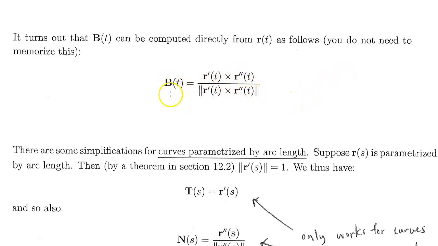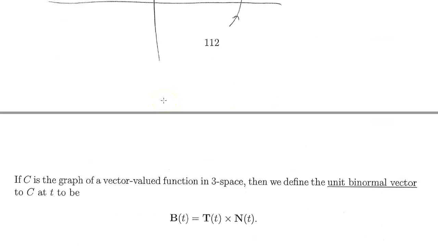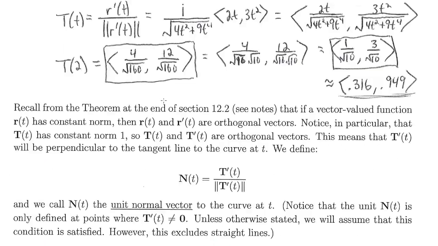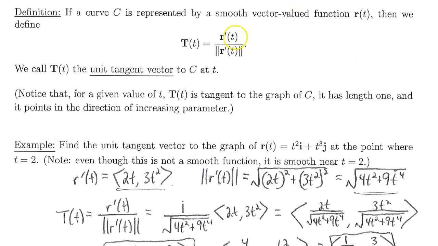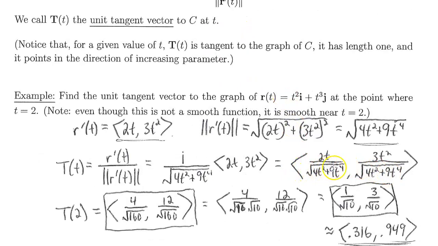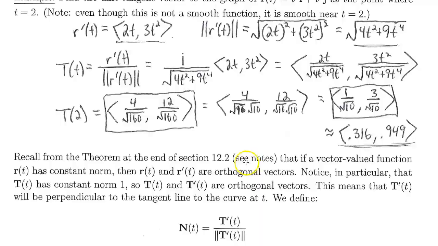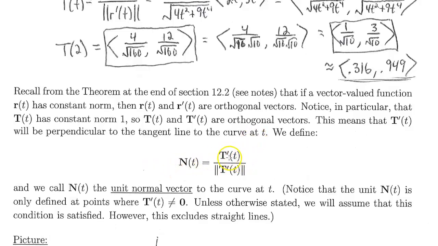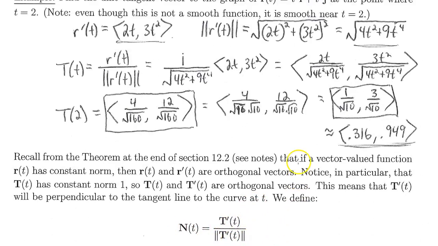So remember, how would we normally calculate B of t? Well, you would first calculate T of t. And the way to calculate T of t is R prime of t divided by the norm of R prime of t. And that can be kind of messy. Notice that this is what T of t is. And if we wanted to calculate N of t, then we have to calculate T prime of t divided by the length of T prime of t.